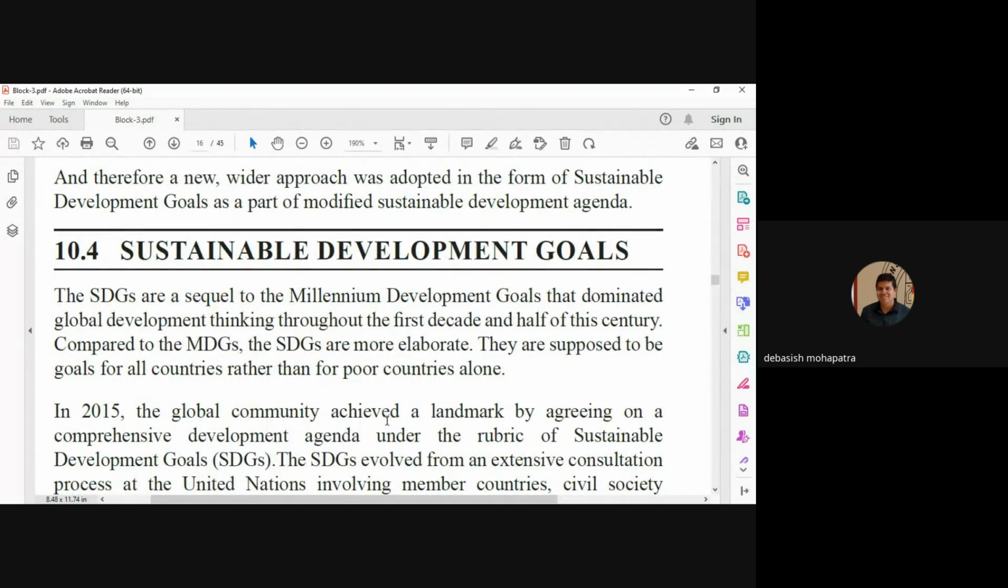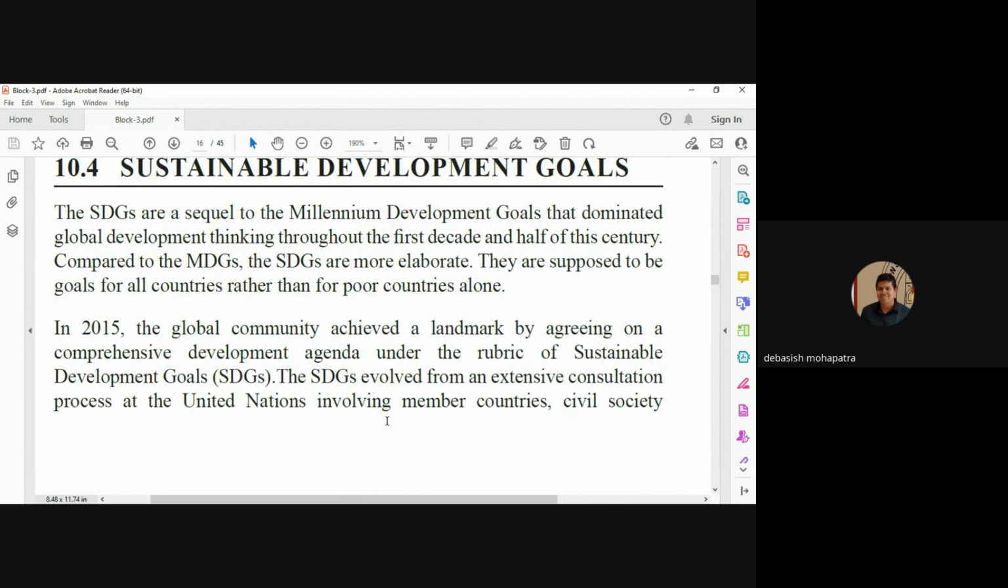So what are the Sustainable Development Goals? SDGs are the sequel to the Millennium Development Goals that dominated global development thinking throughout the first decade and a half of this century. Compared to the MDGs, the SDGs are more elaborate. They are supposed to be goals for all countries rather than for poor countries alone.